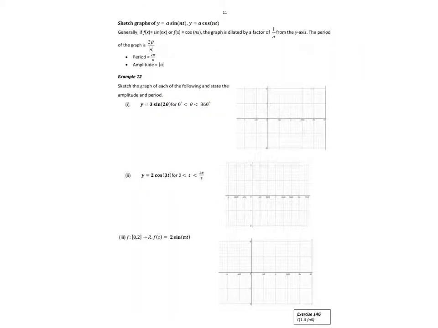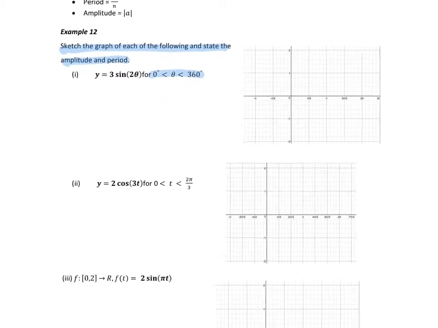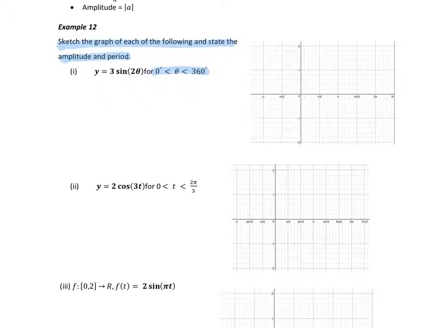Okay, so we want to do our graph sketching. Looking at the graphs here, we want to sketch the graph of each of the following and state the amplitude and period. We're given a domain to sketch over, which is 0 to 360. Straight away, I'll notice a little, I won't say it's a mistake, but my axes are labeled in radians and not degrees. So really I should have them in degrees.